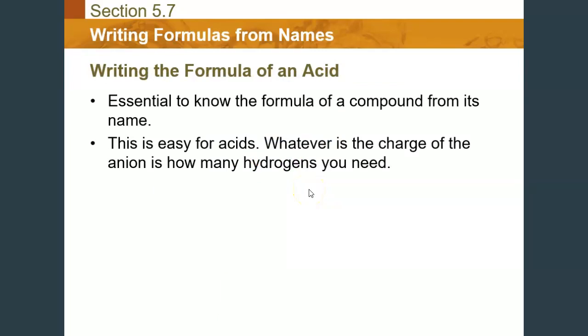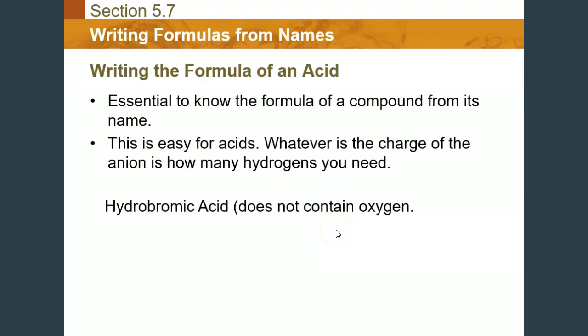Writing the formulas of an acid is even easier than figuring out the names of the acid, because whatever the charge on the anion is, and remember anions always make the same charge, that's how many hydrogens you need. So for instance, hydrobromic acid, it does not contain oxygen. So that's why it has the prefix hydro.